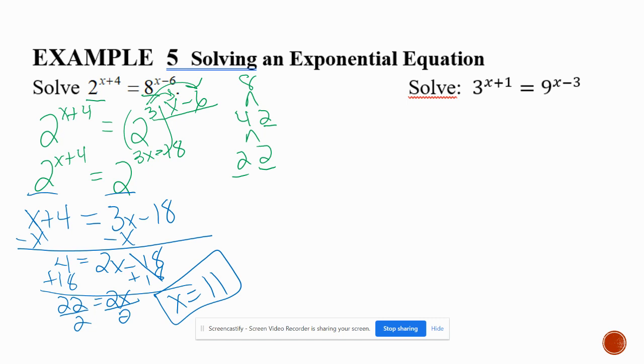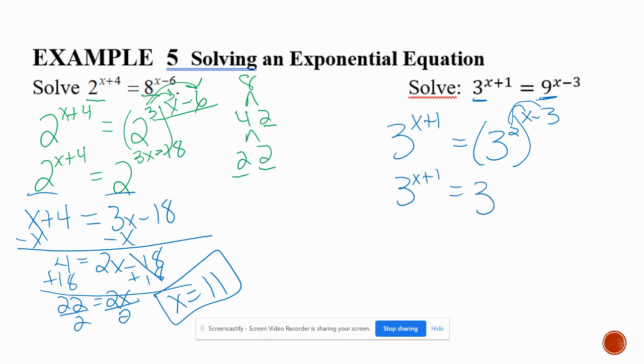For the second part of this example, we have a base of 3 and a base of 9. Our smaller number is 3, so we're going to leave that alone. And we know that 9 is 3 squared. Remember, we're distributing. 3 to the x plus 1. 3, 2 times x is 2x. 2 times 3 is 6.